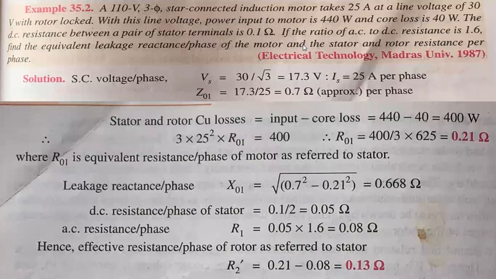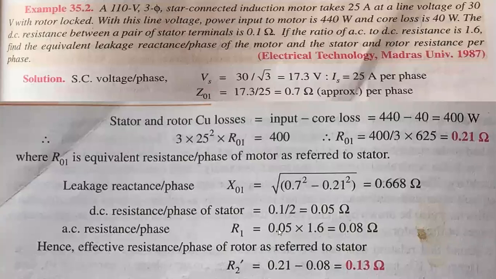Now the given ratio of AC to DC is 1.6. So if you multiply this 1.6 with the DC resistance, you will get the stator resistance per phase. See here, 0.05 into 1.6, the stator AC resistance per phase, is 0.05 into the ratio 1.6, that is equal to 0.08. That is the stator resistance.